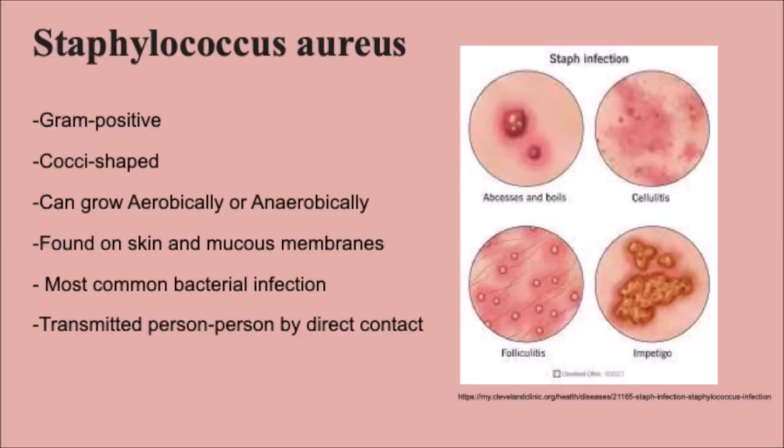So looking at the microorganism Staphylococcus aureus, this organism is gram-positive, cocci-shaped. It can grow aerobically or anaerobically. It is found on our skin and mucous membranes. It is the most common cause of bacterial infection, such as cellulitis, impetigo, and also MRSA. It is transmitted person to person by direct contact.